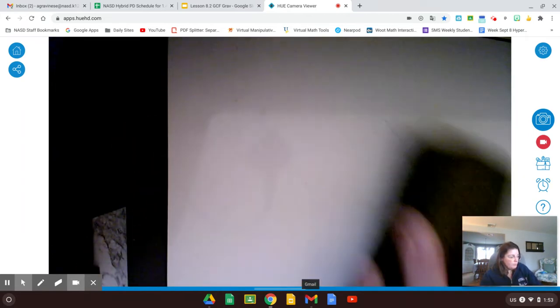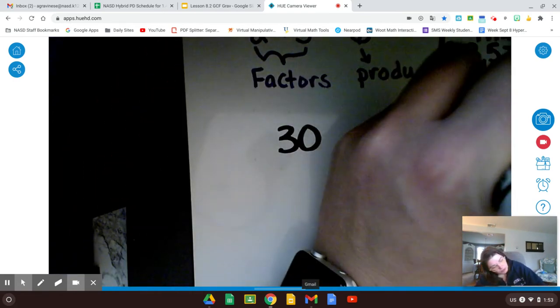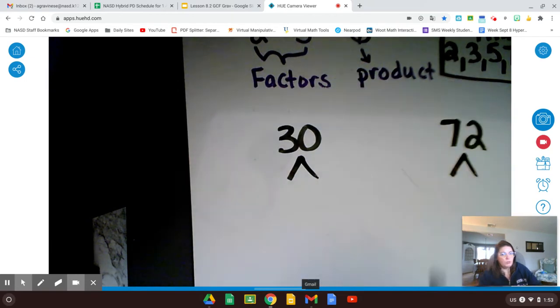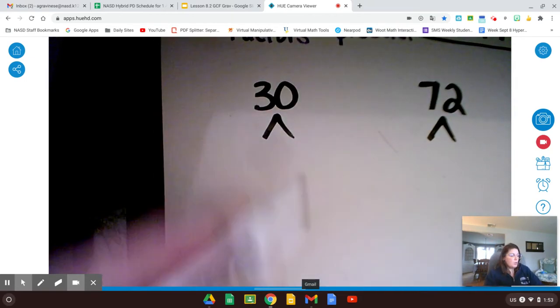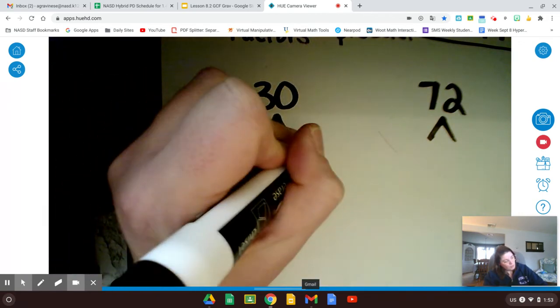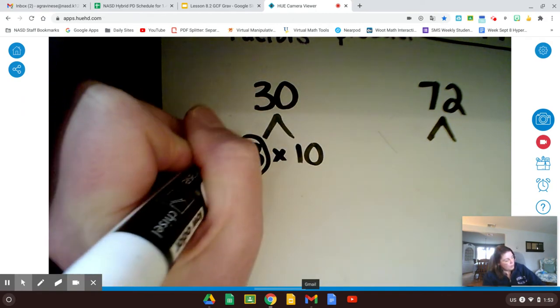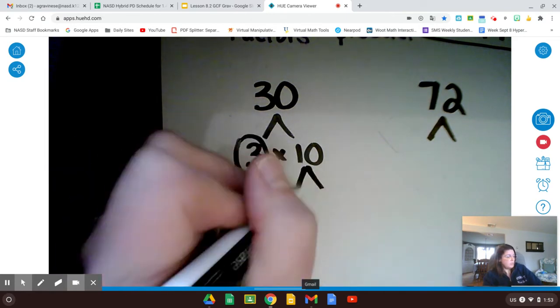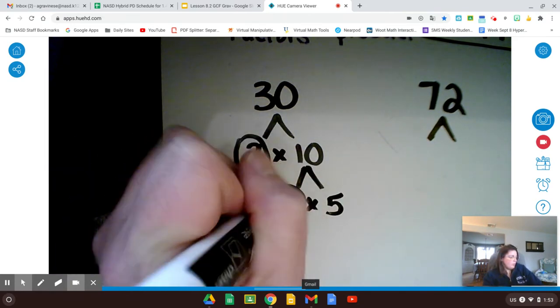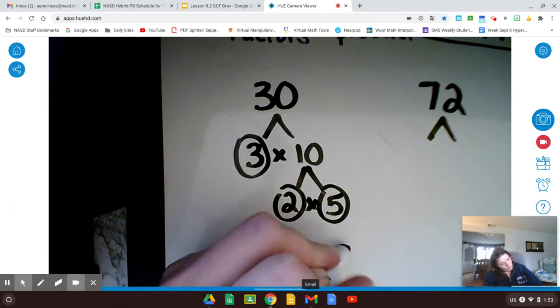Let's do one more example. Let's find the greatest common factor of 30 and 72. With larger numbers, I'm going to use prime factorization to work this out. What multiplies to make 30? The first thing that comes to my mind is 3 times 10. Maybe you were thinking of 2 times 15 or 5 times 6. They would have worked. 3 is prime. What multiplies to make 10? 2 times 5, and they are prime. So the prime factorization of 30 equals 2 times 3 times 5.